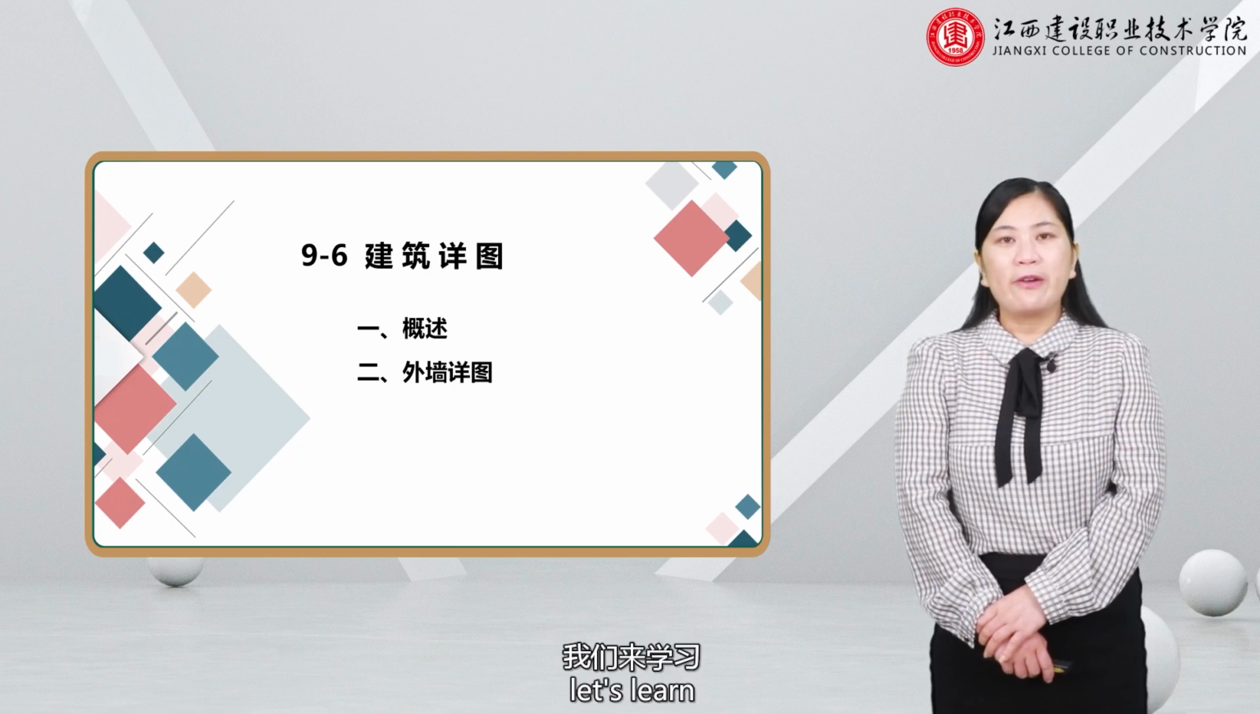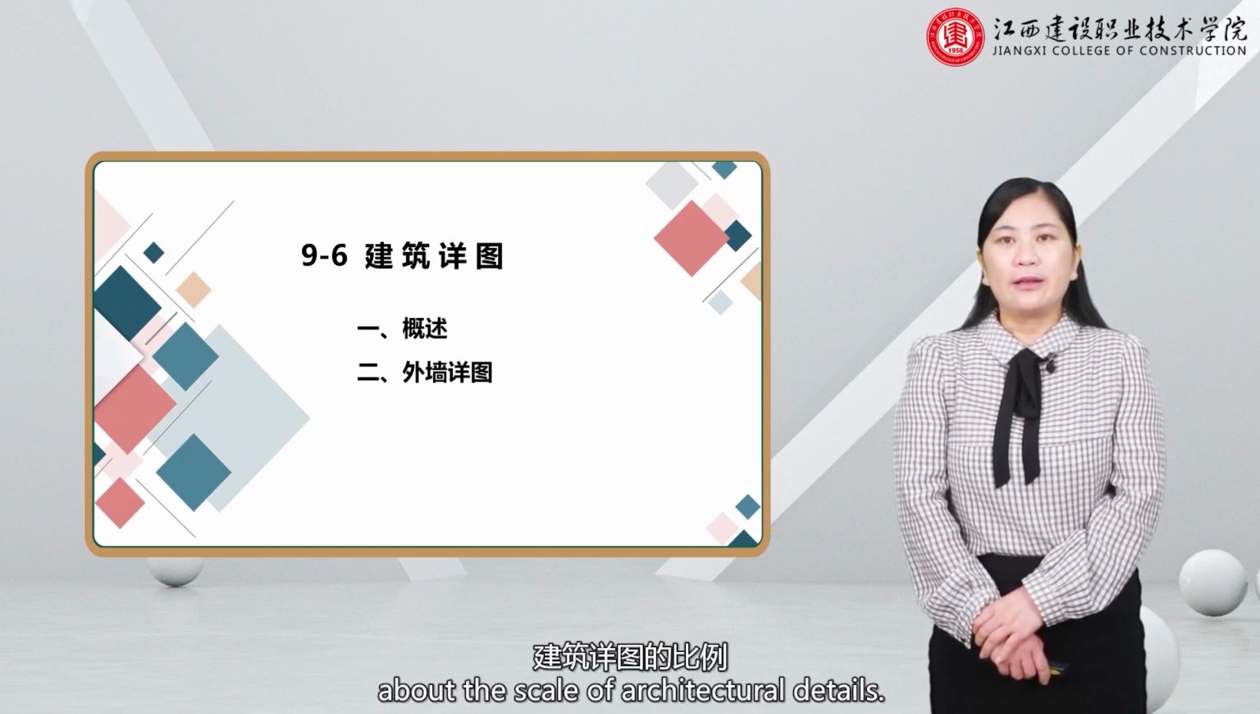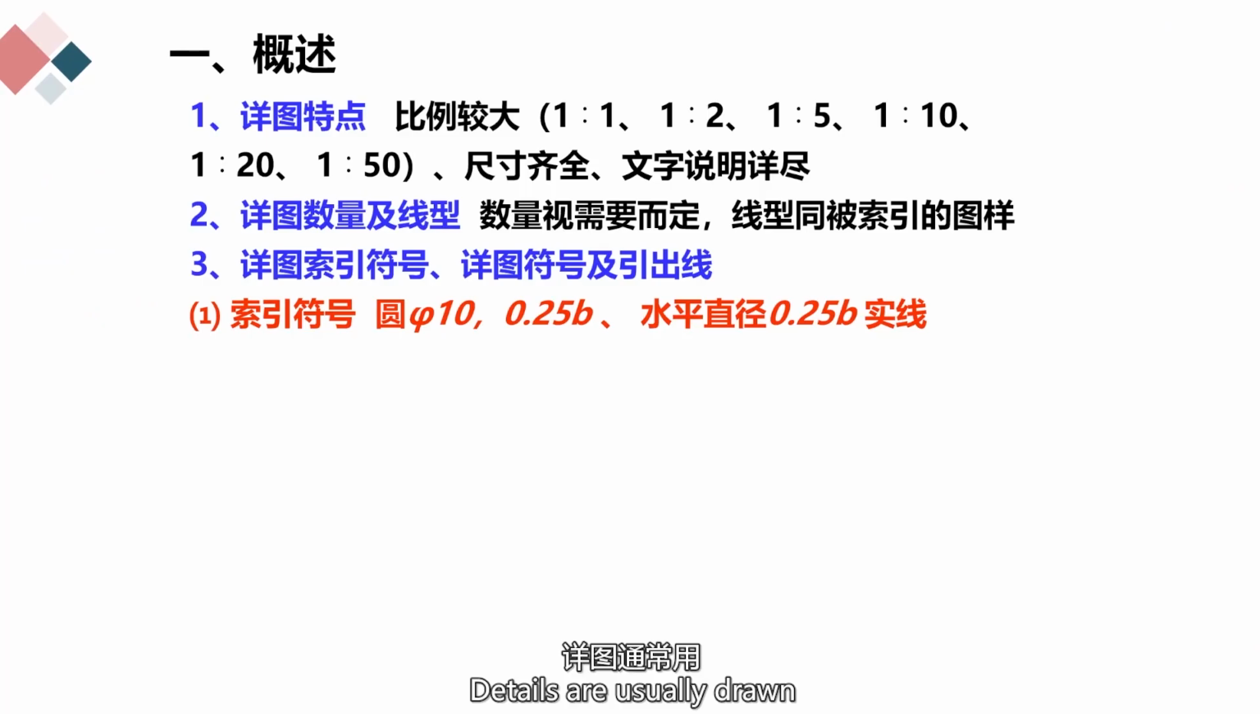First, let's learn about the scale of architectural details. Details are usually drawn in a larger scale, with common scales being 1:1, 1:2, 1:5, 1:10, 1:20, 1:50, etc. Architectural details have complete dimensioning and detailed text descriptions. The number of details depends on the needs, and the line types are consistent with those referenced in the drawings.